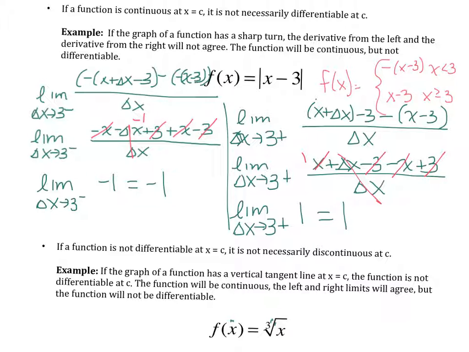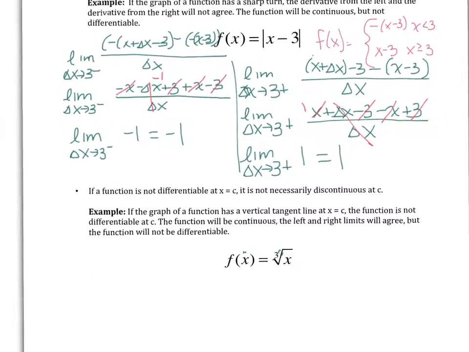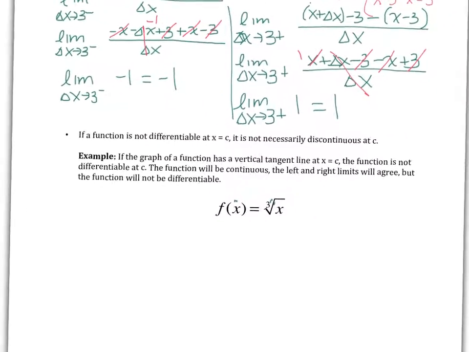Okay, so from the left, the derivative is negative 1. From the right, the derivative is positive 1. So this function is not differentiable, even though it's continuous, and we could show that using the definition of continuity. You're welcome to do that on your own if you'd like. But this is enough just to show that the function is not differentiable, which is what we were going for.